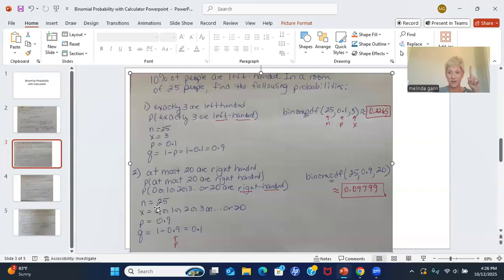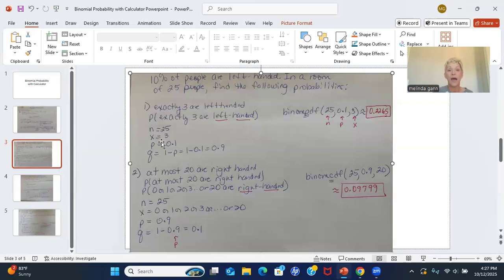One particular number. Then you could repeat it with the binomial P, because you can only have one number, and let X be 1. So I'd have a 25 and a 0.9 and a 1. I could do that for every one of these numbers. And then because it says or, I could add them all up. But who wants to do that? Why would you not want to use one key one time?